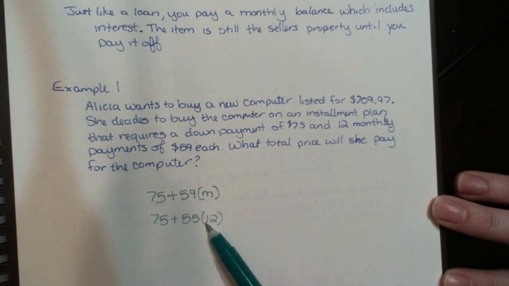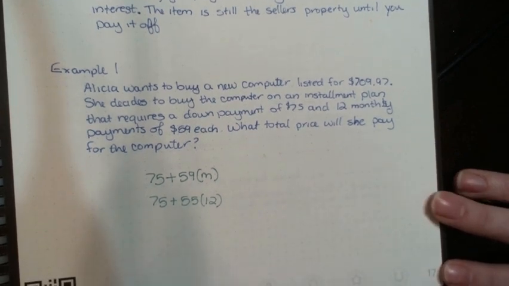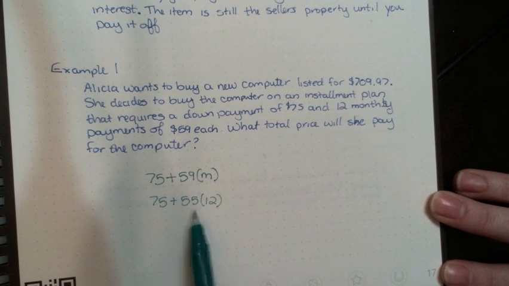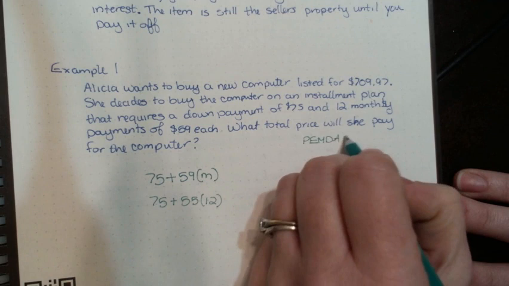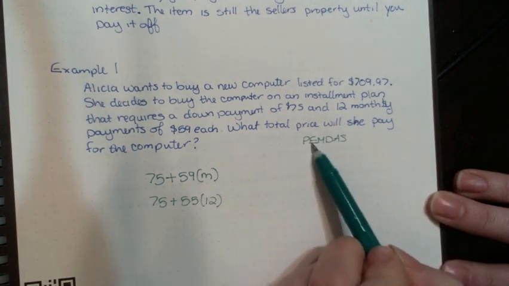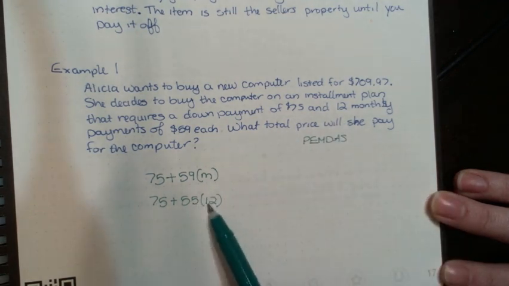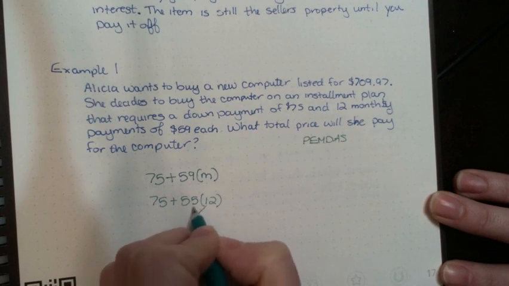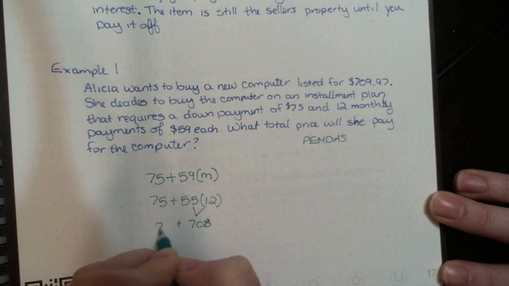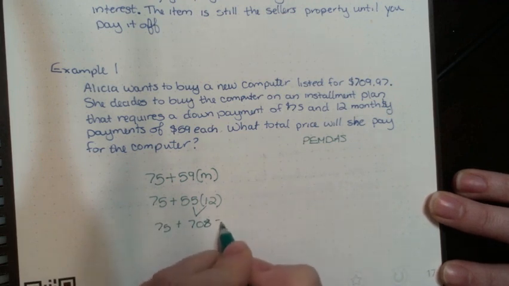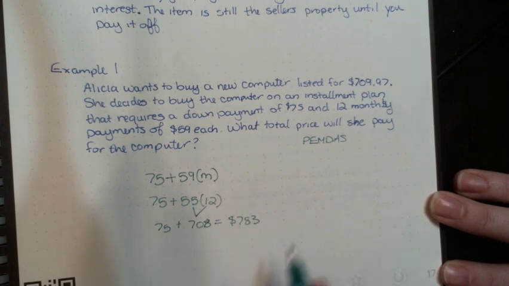So now you're going to use your order of operations. This is where I'm going to get mathy on you. You remember order of operations, right? With PEMDAS. Parentheses, exponents, multiplication, division, and then addition, subtraction. So 12 times 59 will be 708. Whoop. Tack on that $75 and solve. And you get $783.